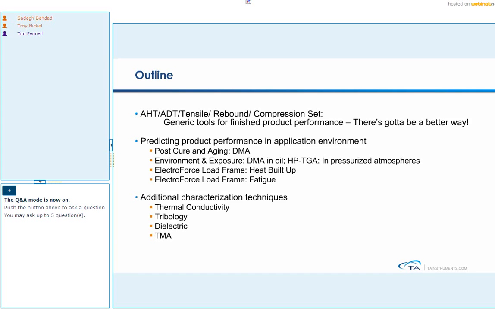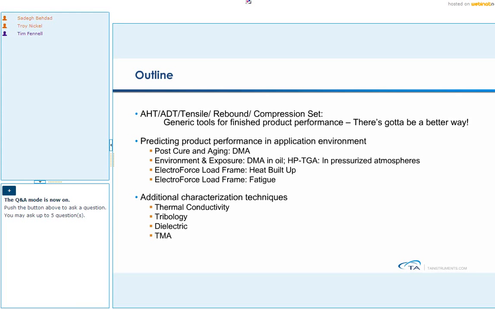So the goal of this talk is to show you some of the better ways that you can compare these different formulations, different processing techniques, different raw materials to ensure that in the end your customers are satisfied with the product that is delivered to them.